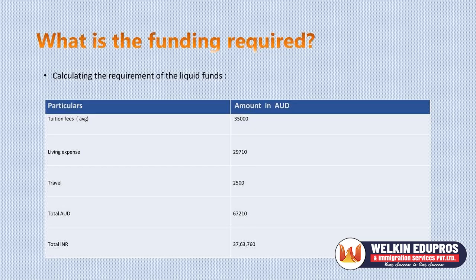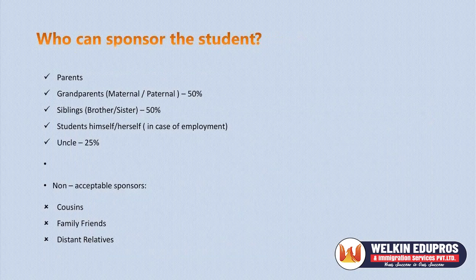Apart from this funding requirement, student needs to purchase OSHC for the entire duration of the course. Now we come to the next point, who can sponsor the student? It can be parents, grandparents. Grandparents can be maternal and paternal both. They can sponsor 50%. Siblings, brother and sister, 50%. Student himself and herself, uncle, 25%. Non-acceptable sponsors are cousins, family friends, and distant relatives.